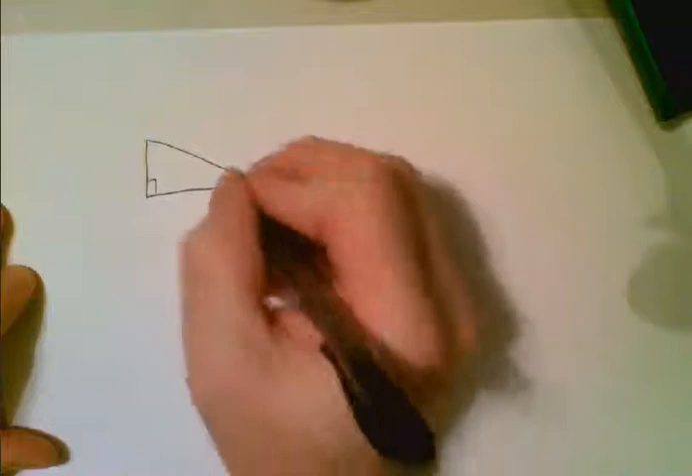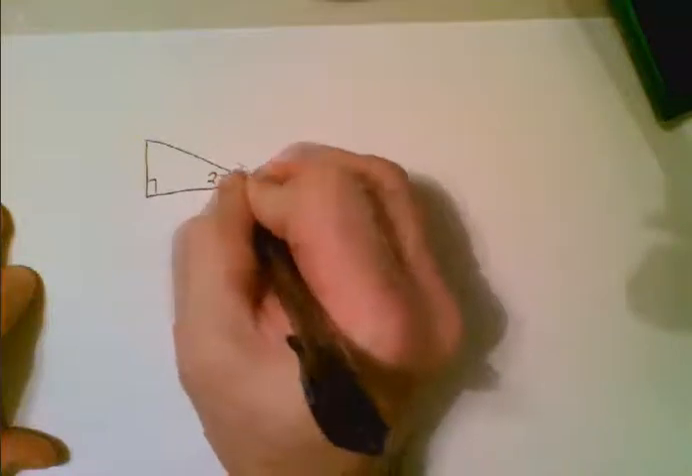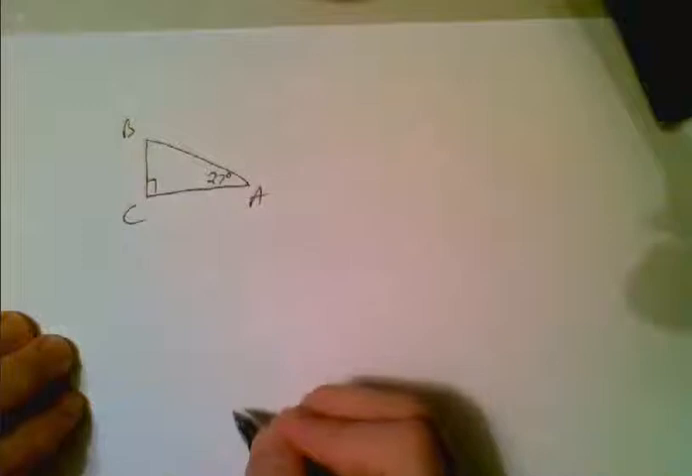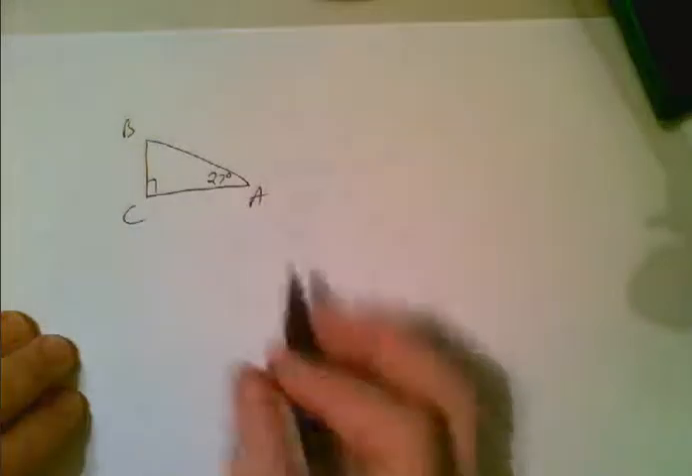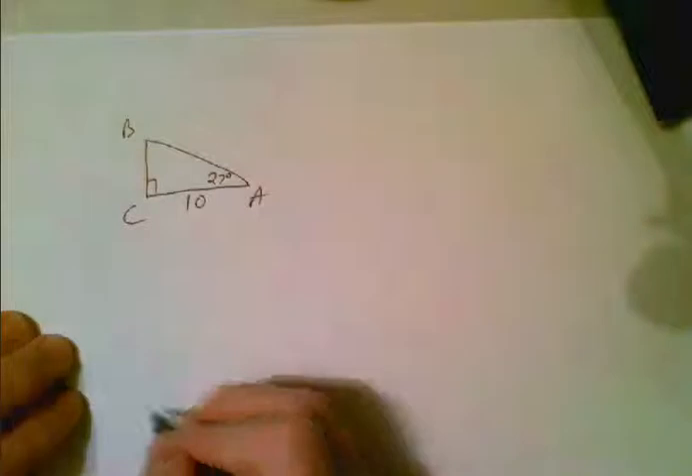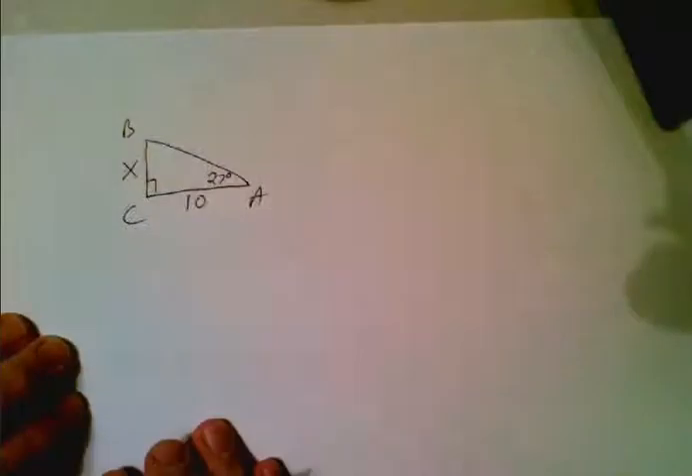So suppose I give you a right triangle, but this time I give you an angle measure. How about 27 degrees? And here's your A, here's your B, here's your C. And this time, instead of giving you all the side lengths, I'm only going to give you this one, 10. And I'm going to call that X.